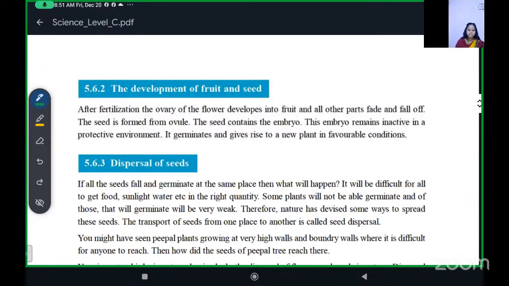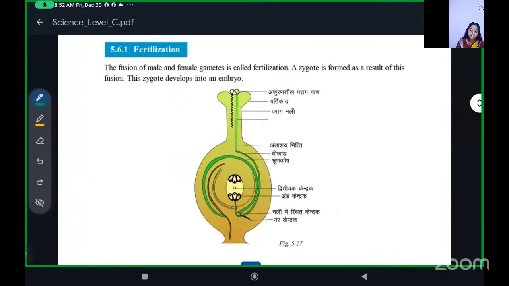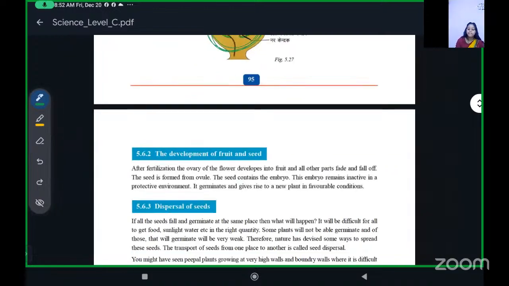After fertilization, the ovary of the flower develops into a fruit, and all the other parts fade or fall out. This center part develops into what? It develops into a fruit, while the petals and all the other parts fall out.